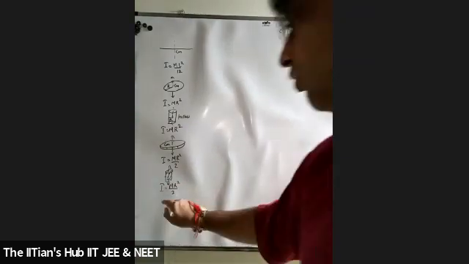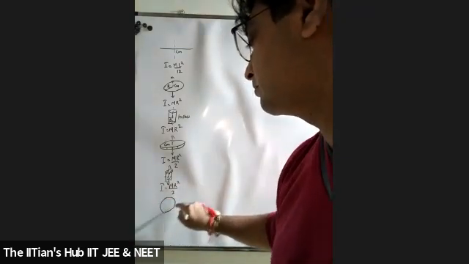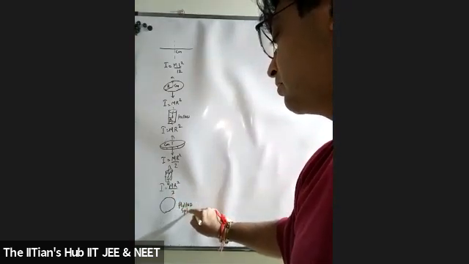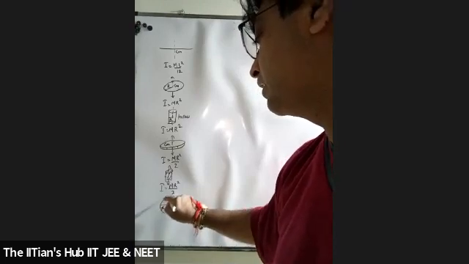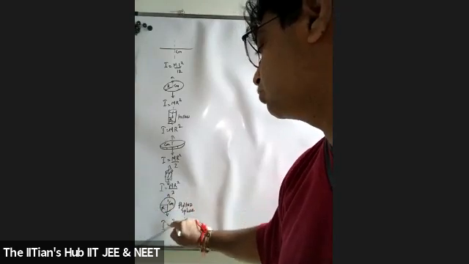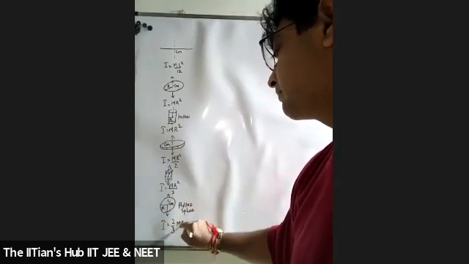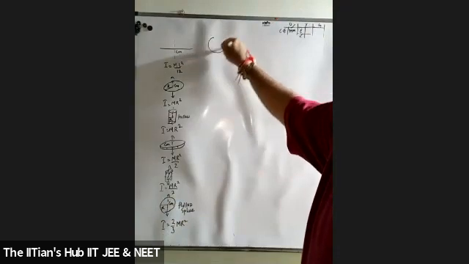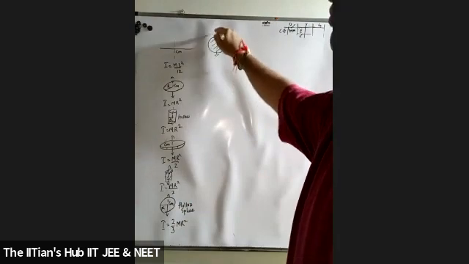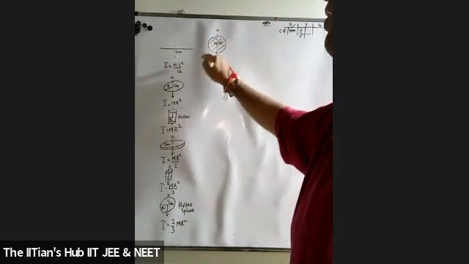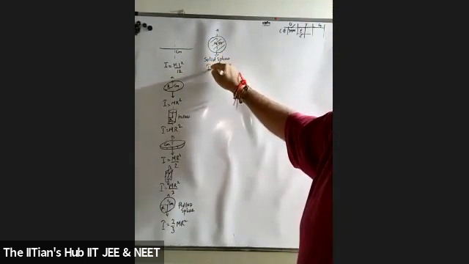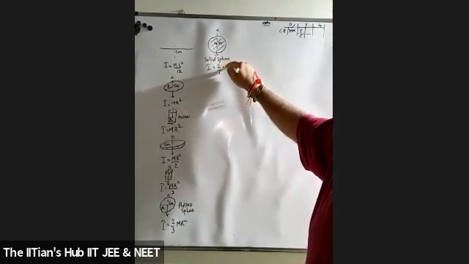If I give you a hollow sphere of radius r, then the moment of inertia about an axis passing through the center of mass is 2/3 mr². If I give you a solid sphere, about an axis passing through its center of mass, the moment of inertia will be equal to 2/5 mr².